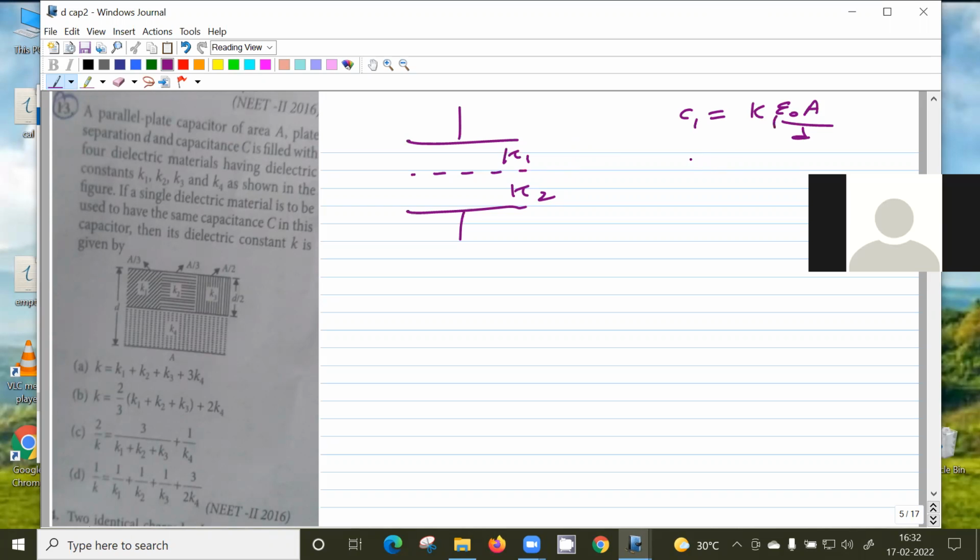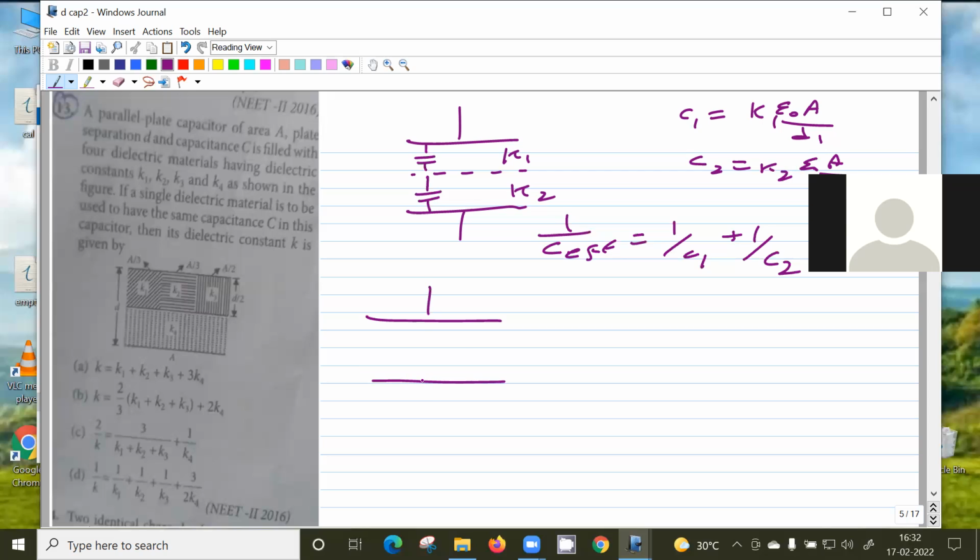Similarly, this is D1, and C2 is K2 epsilon naught A by D2. So C effective in terms of C1 and C2: 1 by C effective is 1 by C1 plus 1 by C2. Is that clear? Yes, this is capacitance C1 and this is capacitance C2. They are in series.